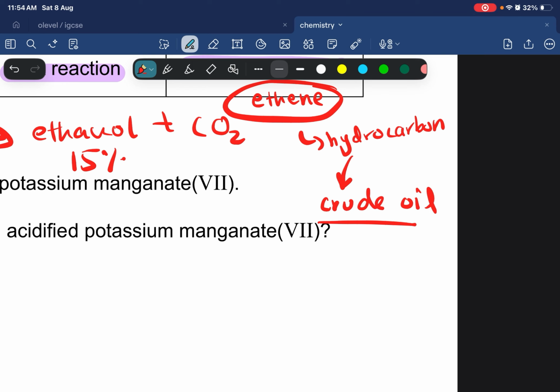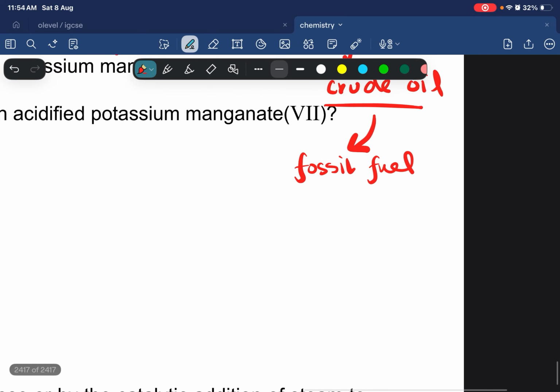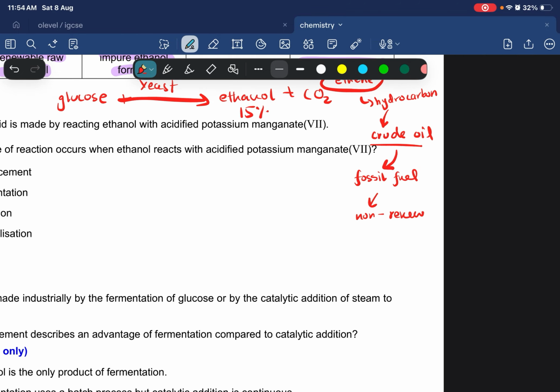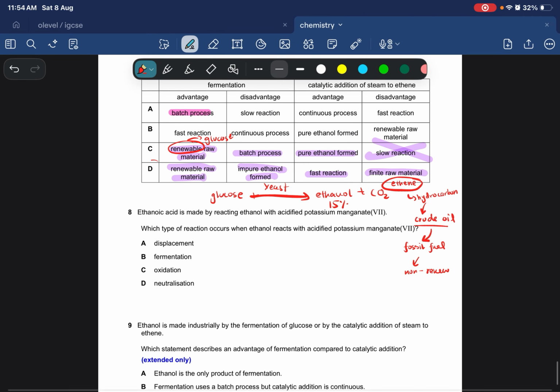And then you need to realize one thing: crude oil is a fossil fuel, and fossil fuels are non-renewable. That means it's going to take millions and billions of years for them to form again from the dead organisms or dead plants. Natural gas and crude oil are formed from dead sea organisms that decompose over time. So it's non-renewable because it's going to take a lot of years to form. So that means this is correct. So it's finite.